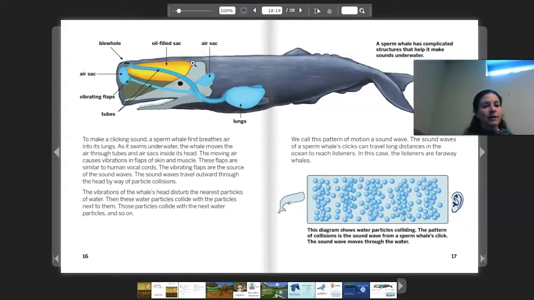So it looks like we've got a diagram. We can see those tubes inside the whale's head. Those vibrating flaps, the things that move, we've got an air sac, an oil-filled sac, and then we've got lungs. I bet those are very big lungs. And this caption says, this diagram shows water particles colliding. The pattern of collisions is the sound wave from a sperm whale's click. The sound wave moves through the water. So I see the whale here. I see an ear here. So it looks to me like all these particles are kind of in little groups. That's interesting.